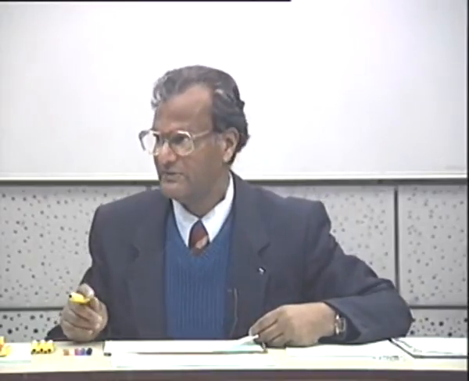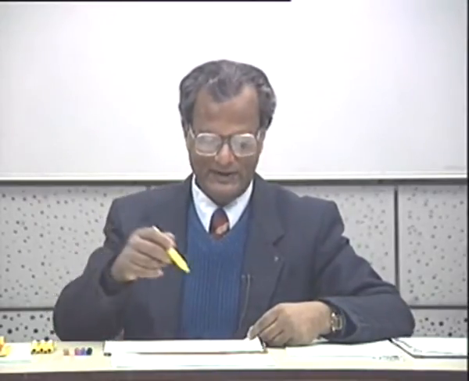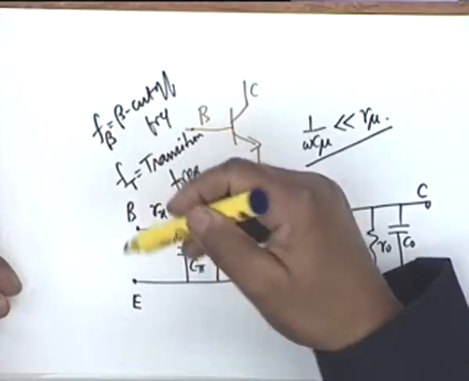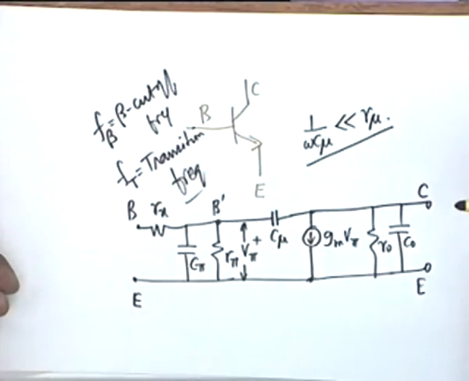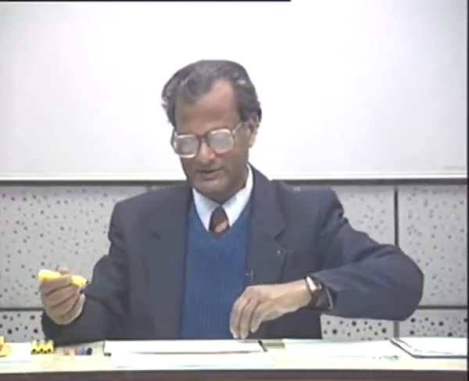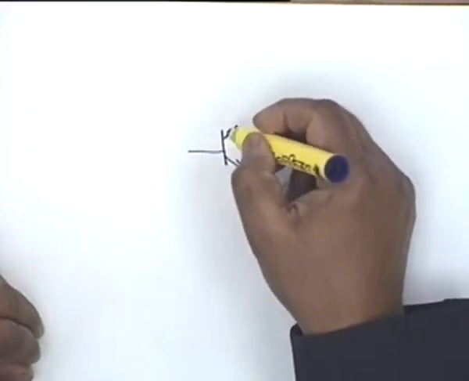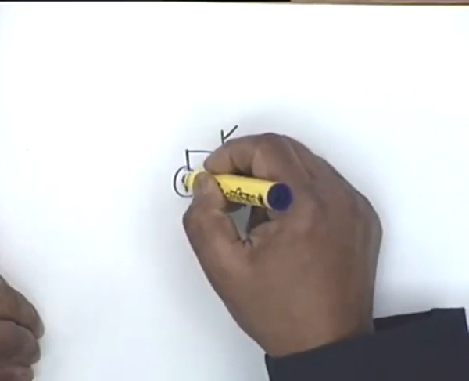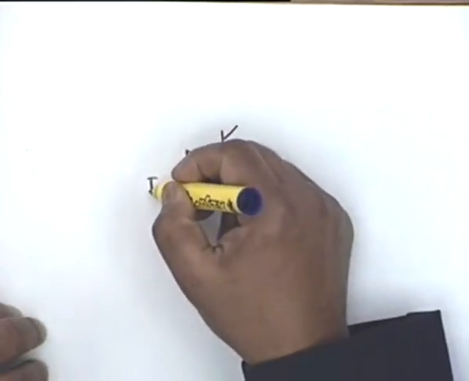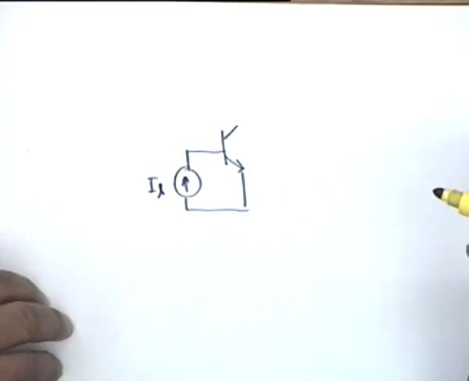Usually manufacturers specify either F beta or Ft or both. Okay, let us see what these quantities are. Suppose we have a common emitter circuit driven by a current generator, Is.